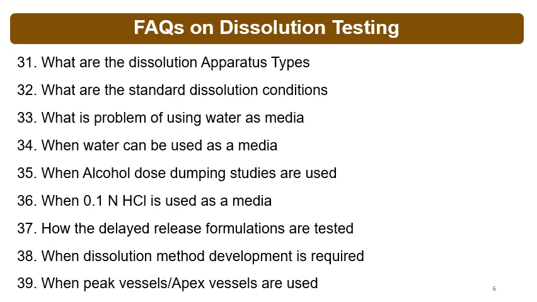How are delayed release formulations tested? Delayed release formulations are tested for acid resistance in 0.1 normal HCl, and after that the media pH is changed or sometimes the media is replaced, and then the Q point testing is done.